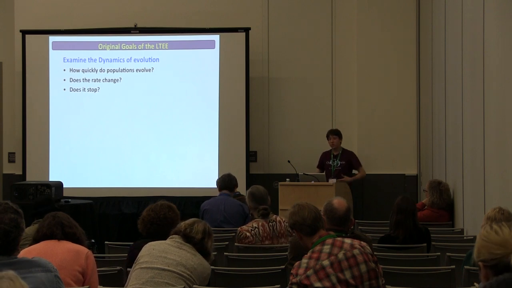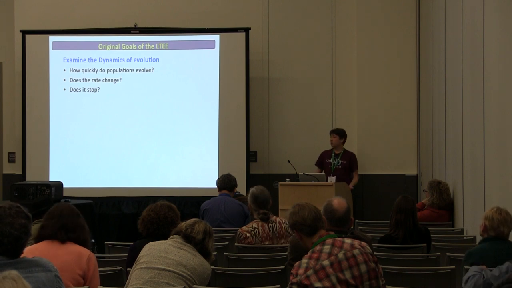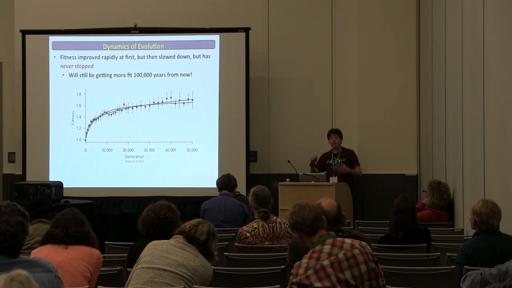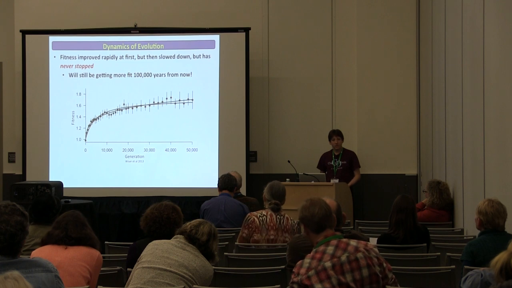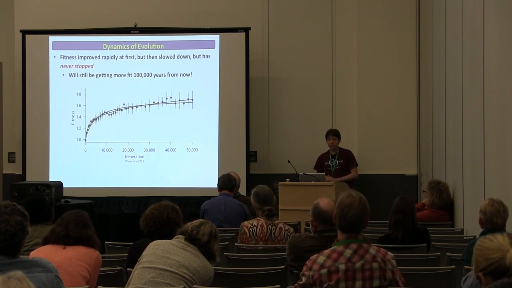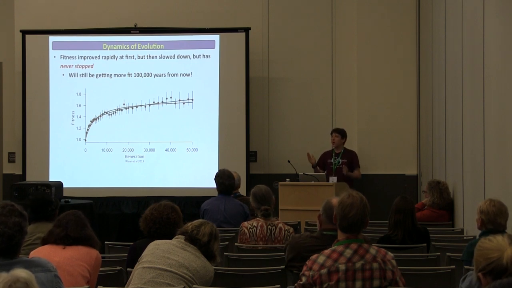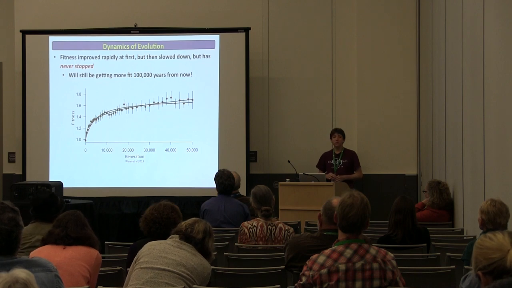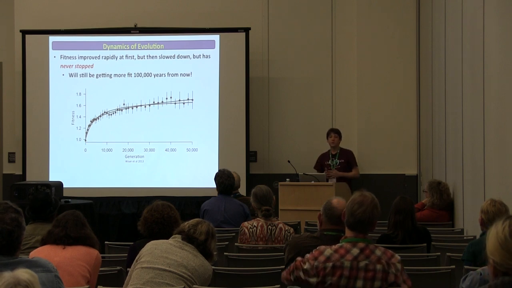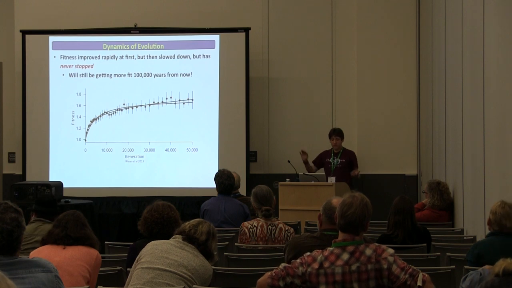So looking at the original goals, one of the major ones was to examine the dynamics of evolution. So how quickly do the populations evolve? And does the rate change over time? Does it ever stop? Well, as it happens, fitness improved rapidly at first, but then it slowed down, and it's never stopped. And in fact, a paper that just came out last year by my colleague, Mike Weiser, showed that, from the data we have so far, the populations will still be getting more fit 100,000 years from now, and in fact, 100 million years from now. There's such a large supply of available possible beneficial mutations that natural selection just doesn't stop.